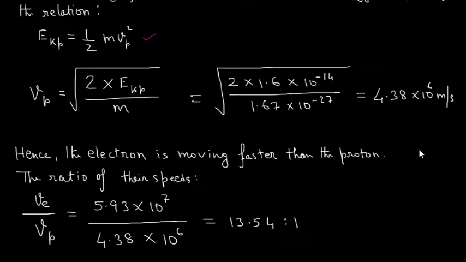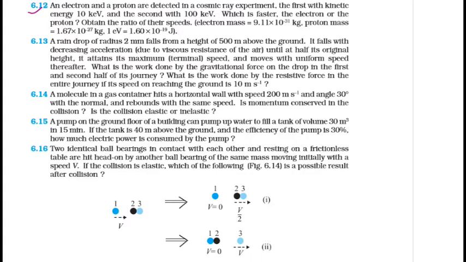Hence, the electron is moving faster than proton. The ratio of the speeds Ve upon Vp, putting the values, we get 13.54 is to 1. Let us see the next question. So the next question is 6.13.